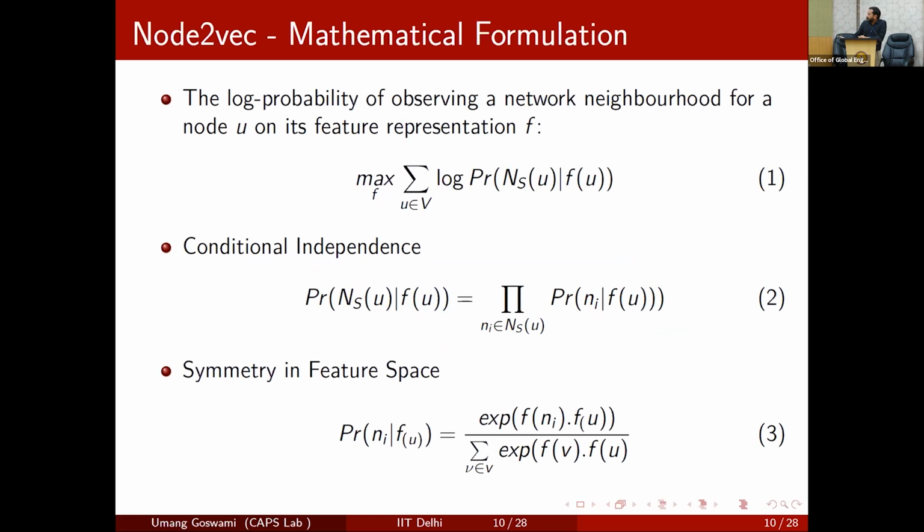So now in equation number 1, we can see that we have the log probability of N_S(u). N_S(u) is nothing but the neighborhood sampling strategy S for that particular node, like the neighborhood of that node, and f(u) is the feature that we are incorporating. Now what happens in node2vec is a very unique way to understand the data, because here we do not have to apply any labels. We also do not need any features.